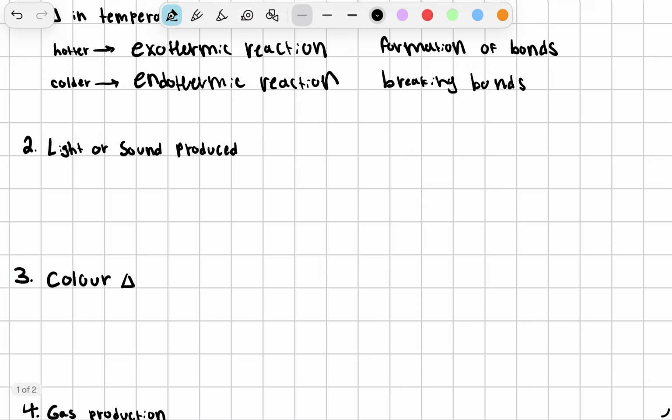Number 2, light or sound is produced. A very good example of this is fireworks. You can hear the fireworks go off, and you can also see the light produced from the fireworks.